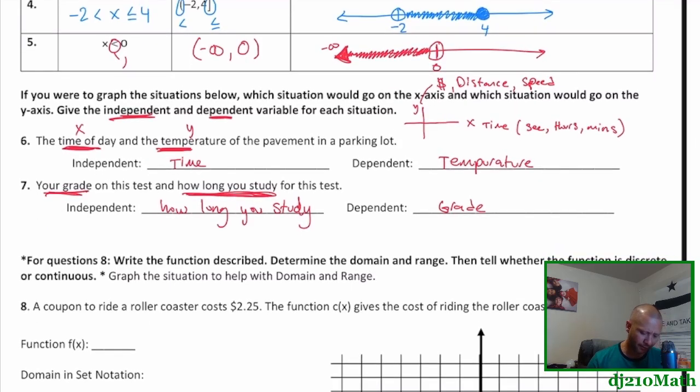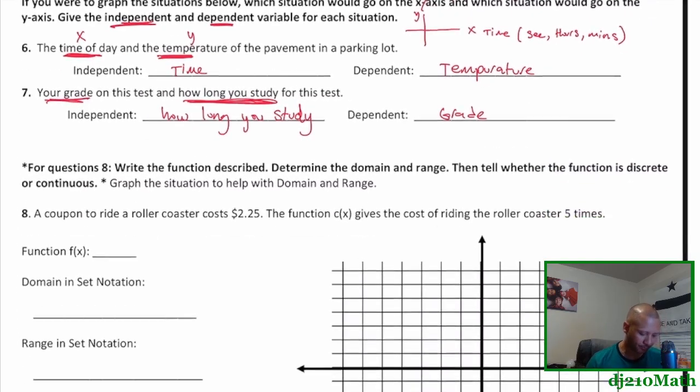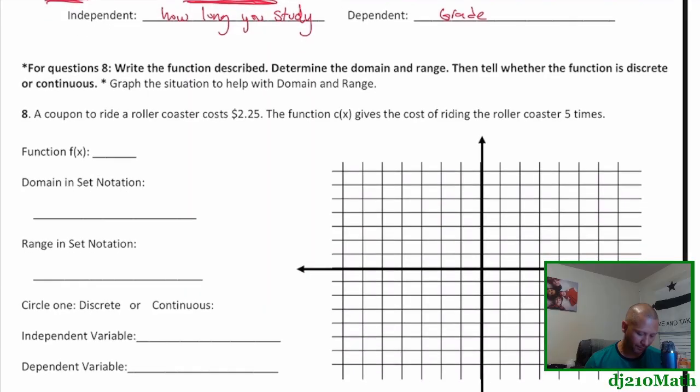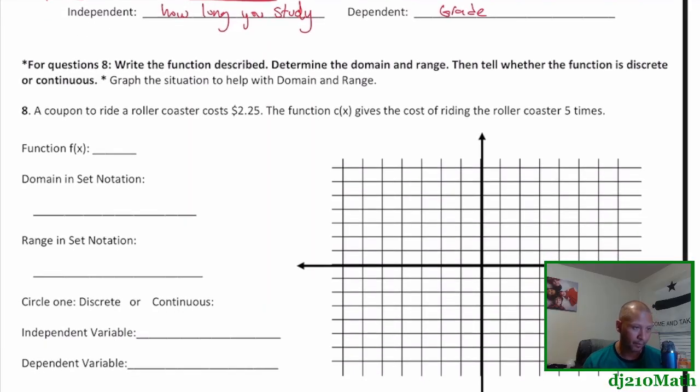So if you ask yourself which one depends on the other, that's typically how I do that. Okay, for question 8, write the function described. Determine the domain and range. Tell whether the function is discrete or continuous.